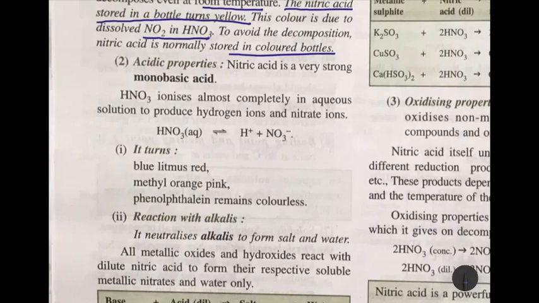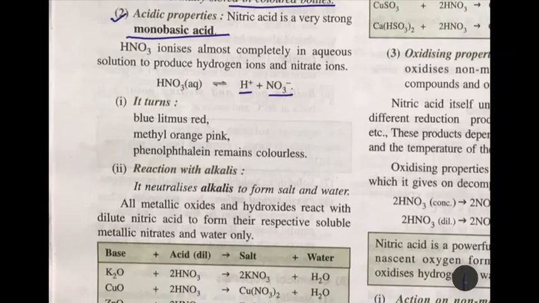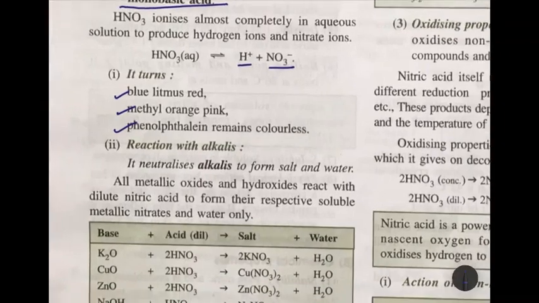Now next we come to the acidic properties. Nitric acid is a very strong monobasic acid. That means nitric acid ionizes almost completely. It completely forms ions. No molecules remain behind in aqueous solution, and it forms hydrogen ions and nitrate ions. Since it is acidic, you know it turns blue litmus red, methyl orange pink, and phenolphthalein remains colorless.